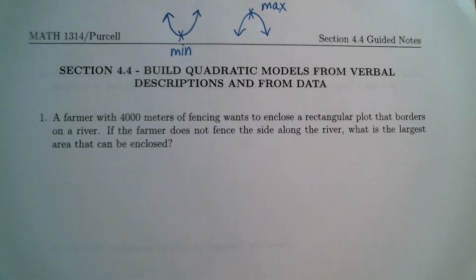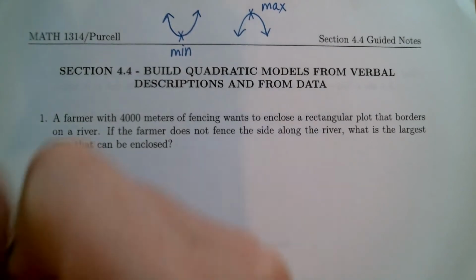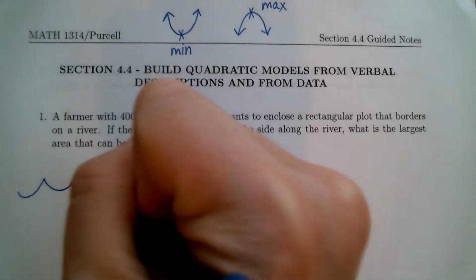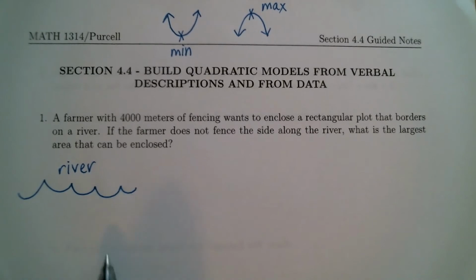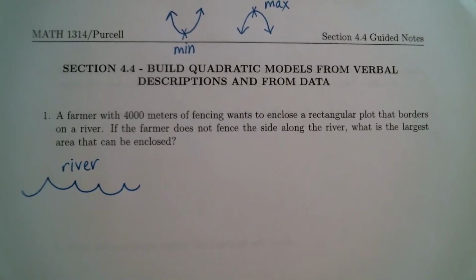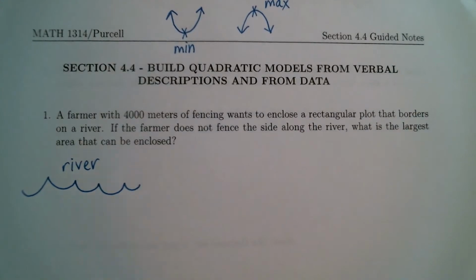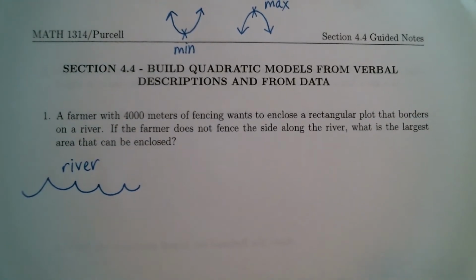Pictures really kind of help in certain situations, just to get a visual of what's going on. So we've got this farmer. He's building this rectangular plot, and it borders along the river. So I'm going to draw the river here. Here's the river. And he's not going to put fencing along this side. He's going to fence the other three sides to make his rectangular plot, and our goal is to try to figure out how the farmer should construct this enclosure so that he ends up with the maximum area possible.